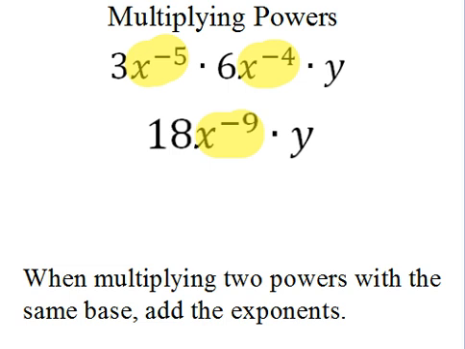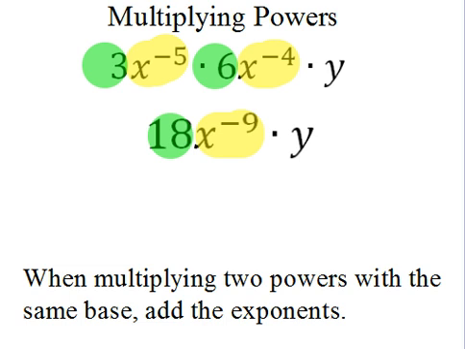Now, I also got 18 there and a y. So notice that the 18 comes from the 3 times 6. Those coefficients are not part of the power. They're just regular old numbers that are multiplying. Similarly, the y is just hanging out there multiplying by the end, so we just leave it there.